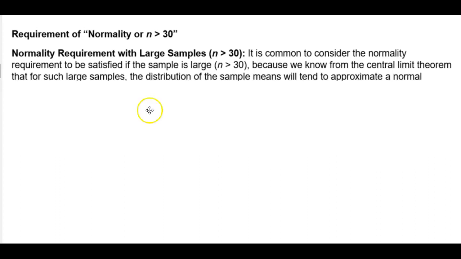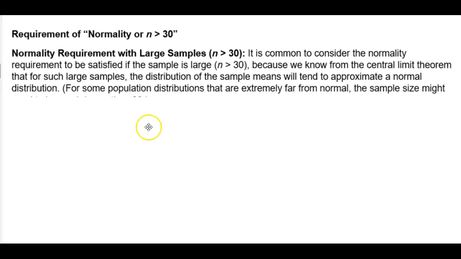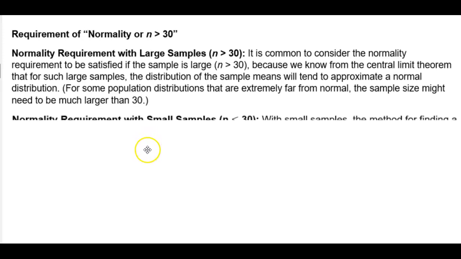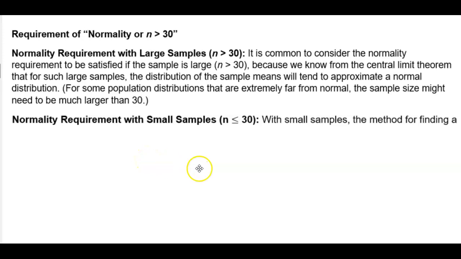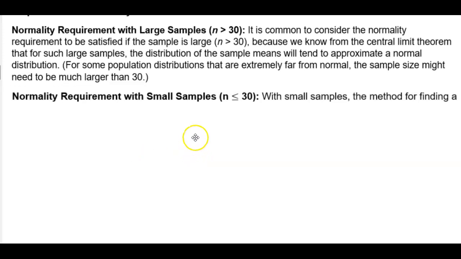Because we know from the central limit theorem that for such large samples, the distribution of the sample means will tend to approximate a normal distribution. For some population distributions that are extremely far from normal, the sample size might need to be much larger than 30.